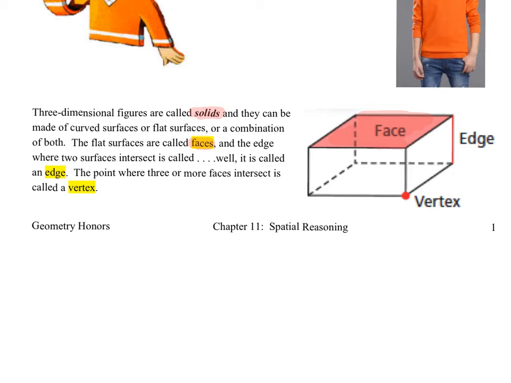The point where three or more faces intersect is called the vertex. So the edge is right here, and the vertex is like the corner, the very corner. The edge is where two sides meet basically, and the vertex is like a corner.